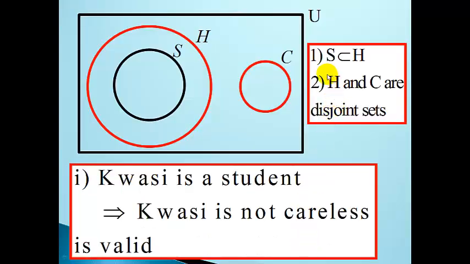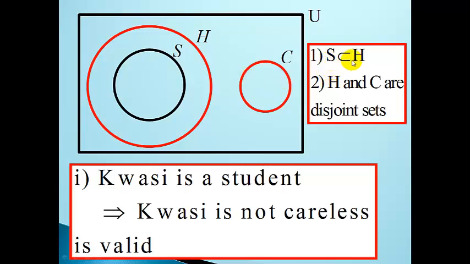Now, this is our Venn diagram. C represents careless students. S represents students, and H are hardworking students. Now, from the statement, the statement says that all students are hardworking. That's why S is within H. And another statement says that no hardworking student is careless. It means that the circles H and C are disjoint. They don't meet.